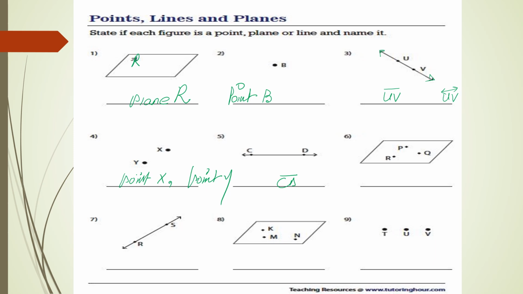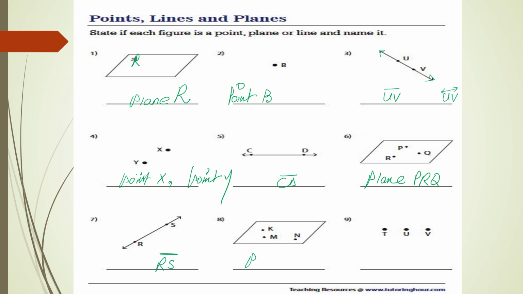Now here you can write it as a plane. The plane has some points, so you can say plane RPQ or PRQ or QRP. You can name it anything, but write the plane and then mention the names of the points inside the plane. Now RS is a line, as it is very obvious. Just put a line on the top of RS.